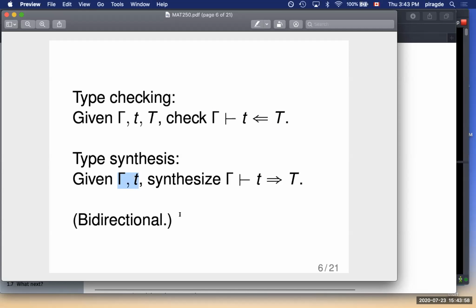This is called bidirectional type checking because you're going in two directions. And the notation here with the arrows is pretty standard. Although sometimes the arrows go up and down, which I find really confusing. And sometimes people use plus and minus, which is even more confusing. I just mentioned that in case you see it elsewhere.